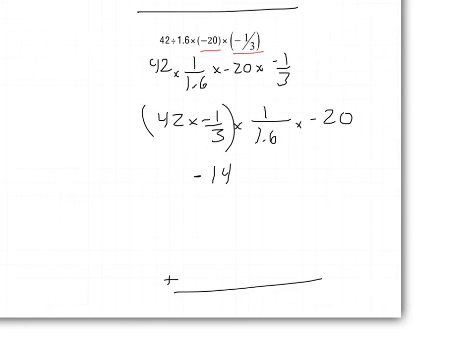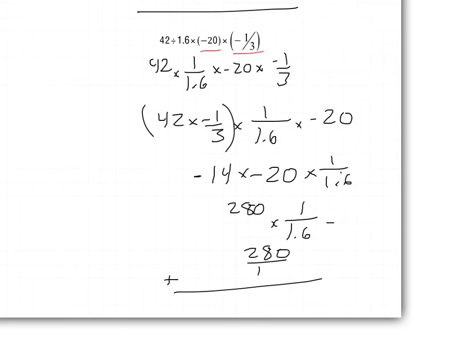I'm going to go ahead and throw my other whole number next to it because I don't really see any benefit with the 1 over 1.6 over here. Negative 20 times 1 over 1.6. Multiplying this all together, this is going to give me 280 times 1 over 1.6. And so that's going to give me 280 divided by 1.6.